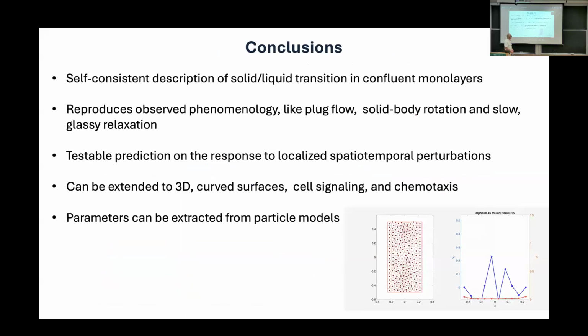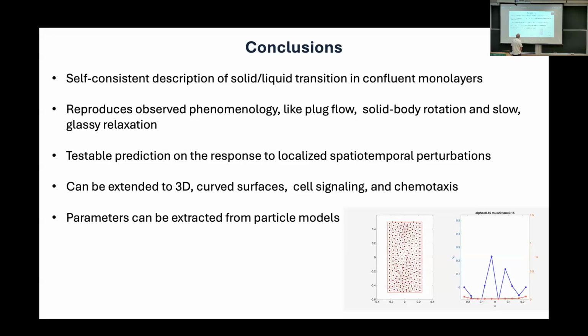Okay, now let me come to the conclusion. So we developed a self-consistent description of the solid-liquid transition in confluent monolayers. We reproduced experimental phenomenology like plug flow, solid body rotation, and slow glassy relaxation. And there are testable predictions for experiment with respect to localized spatial and temporal perturbations. And the model can be readily extended to 3 dimensions: curved substrate, cell signaling, chemotaxis, and cell proliferation. That would be quite straightforward.